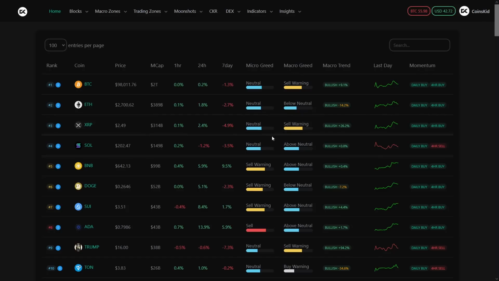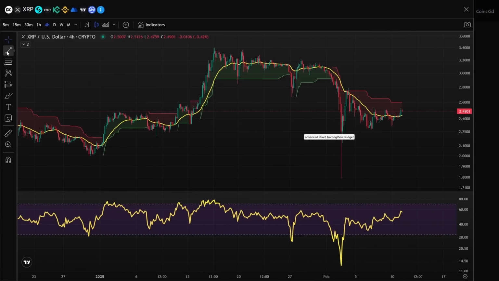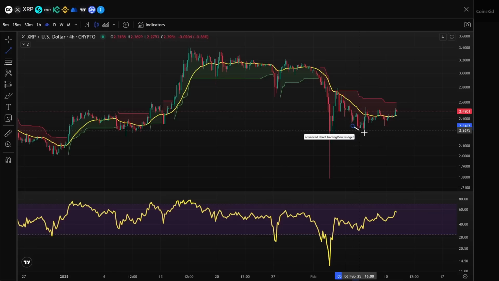On, I think it was Thursday last week, can't quite remember, there was a trade opportunity I relayed to you on XRP, and there was equally a micro greed warning. Down here, for those people who remember, we had a buy warning on XRP. If we take a quick look at the chart right there, equally on the 4-hourly time frame, there was a bullish divergence that I relayed to you at that particular time, as well as the buy warning on the micro greed indicator right there on CoinsKid.com.